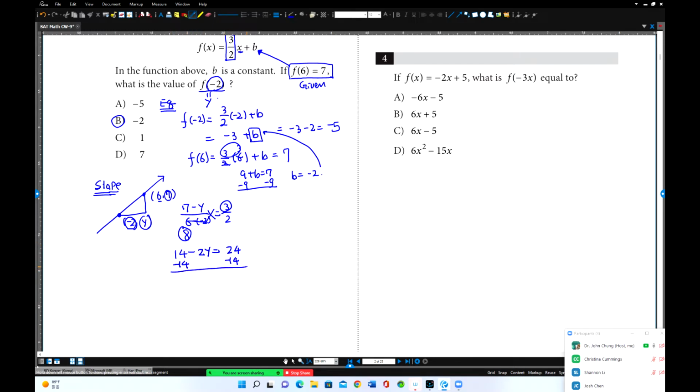You're going to keep the variable on your left-hand side, it doesn't matter. Okay, so negative 2y equals how much? 10. Then you divide by negative 2, and you will get negative 5.